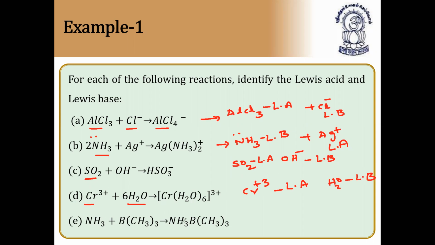Here again, ammonia is a Lewis base, and B(CH3)3, boron trimethyl, is a Lewis acid. So this is about the Lewis theory of acids and bases. Questions like which of the following is a Lewis acid and which is a Lewis base are important for entrance exams. That's why I have made 5 questions here. So these are the answers. Please note it down in your classwork.